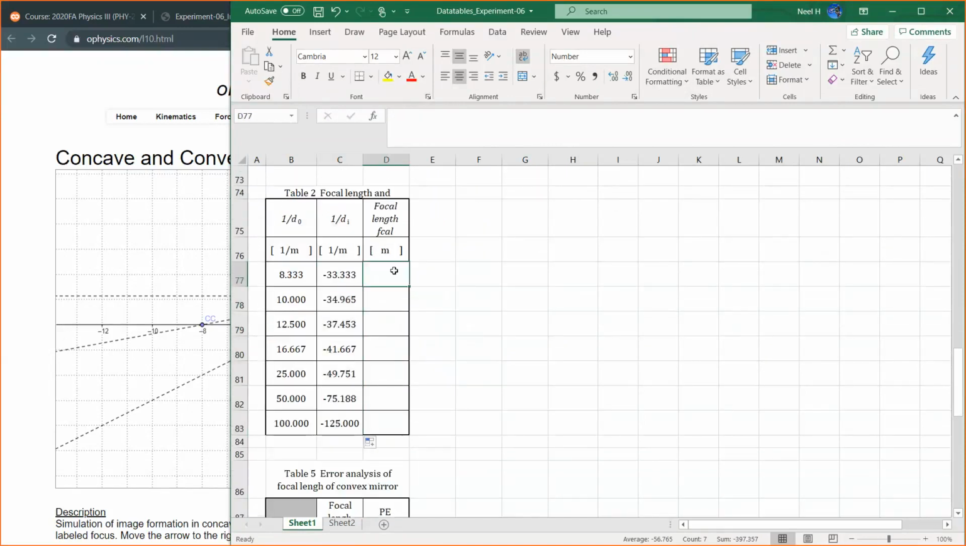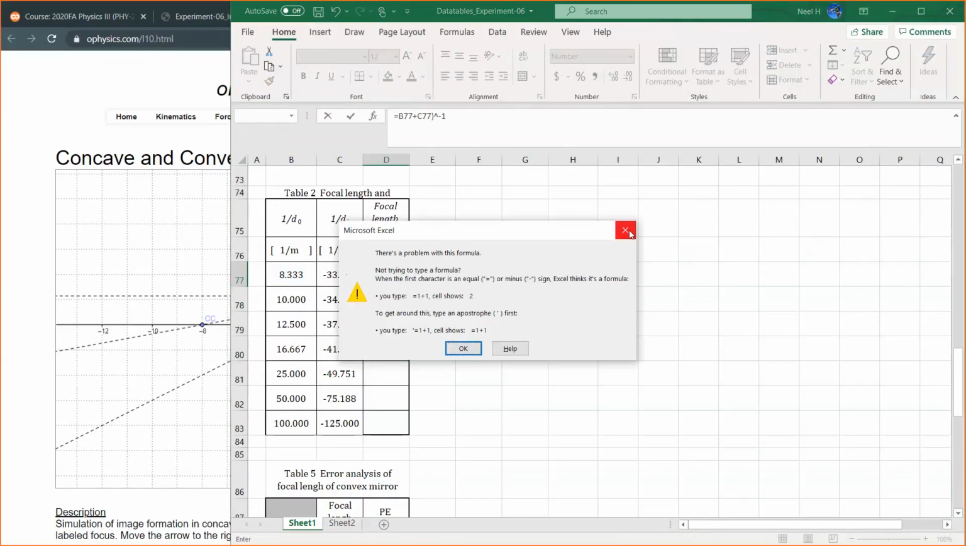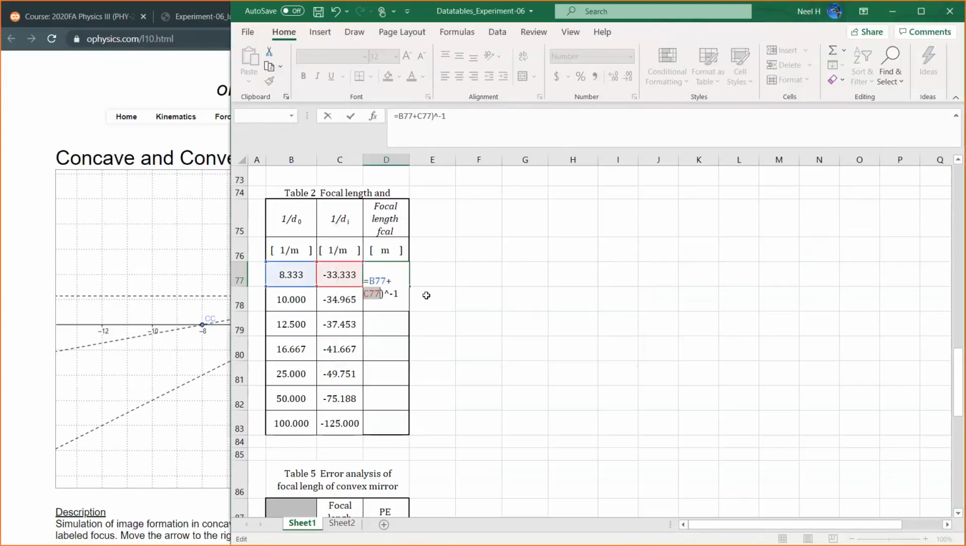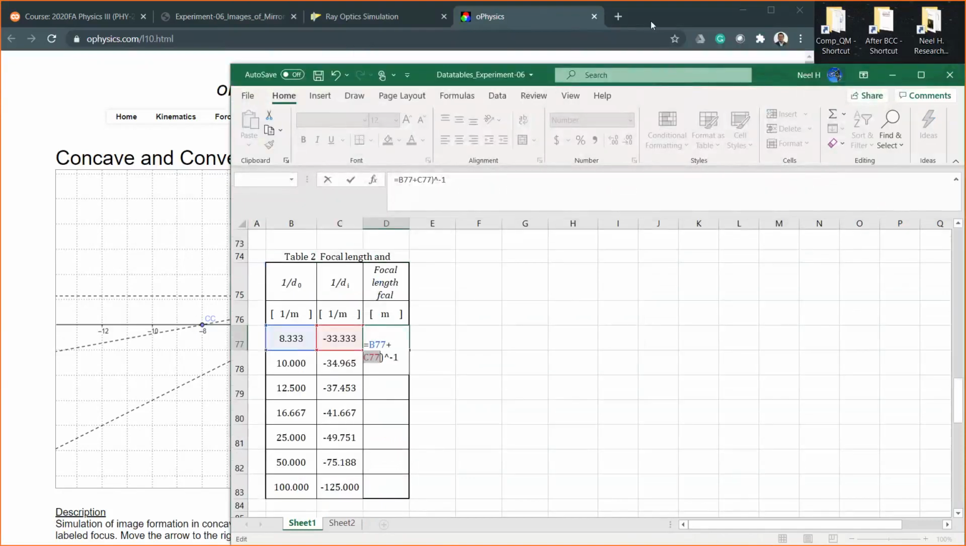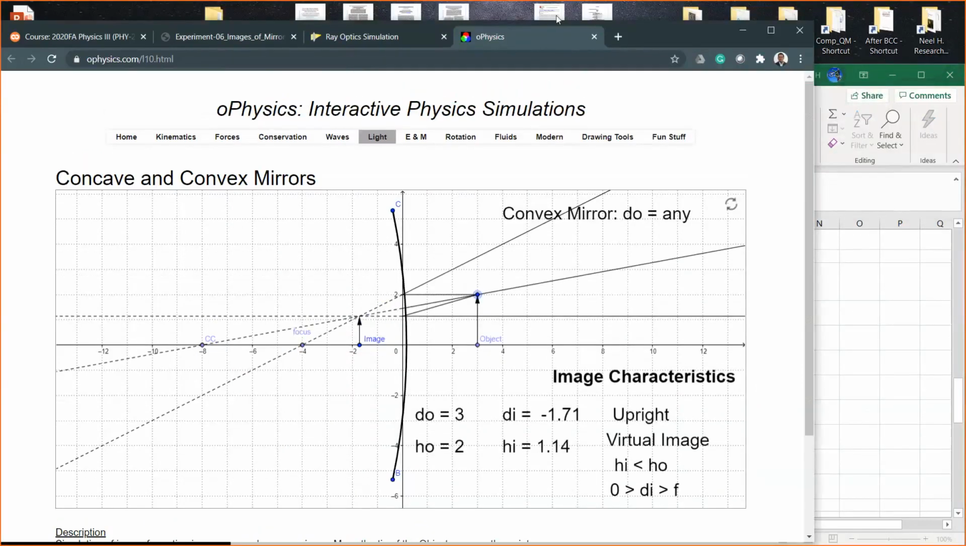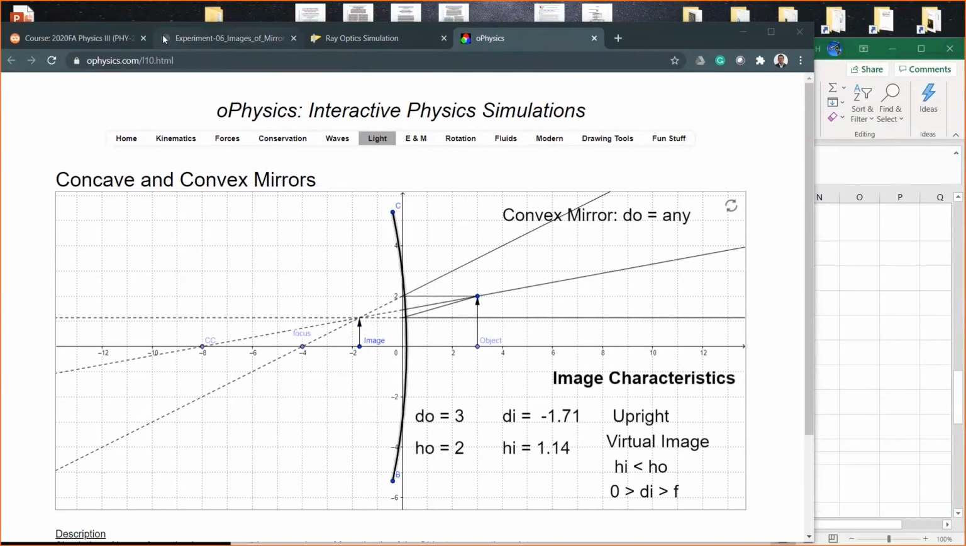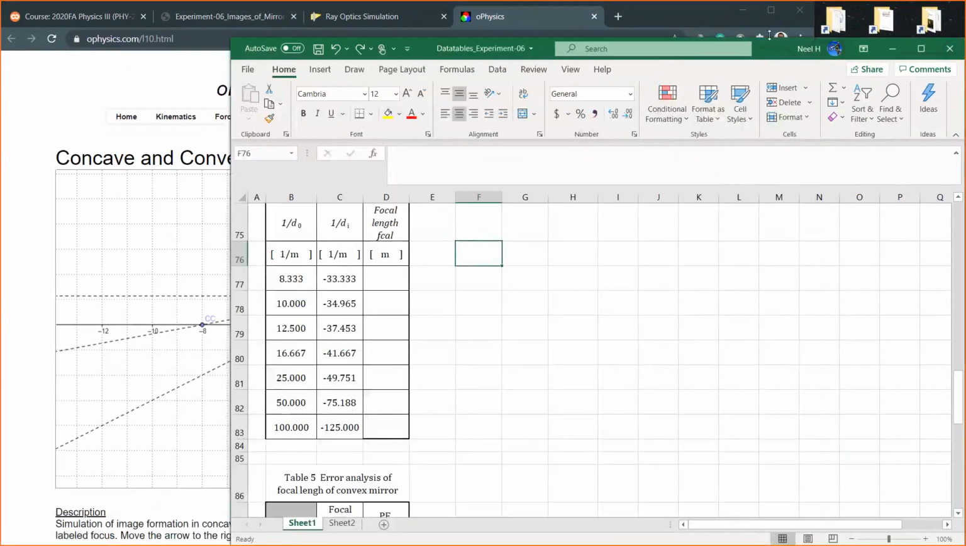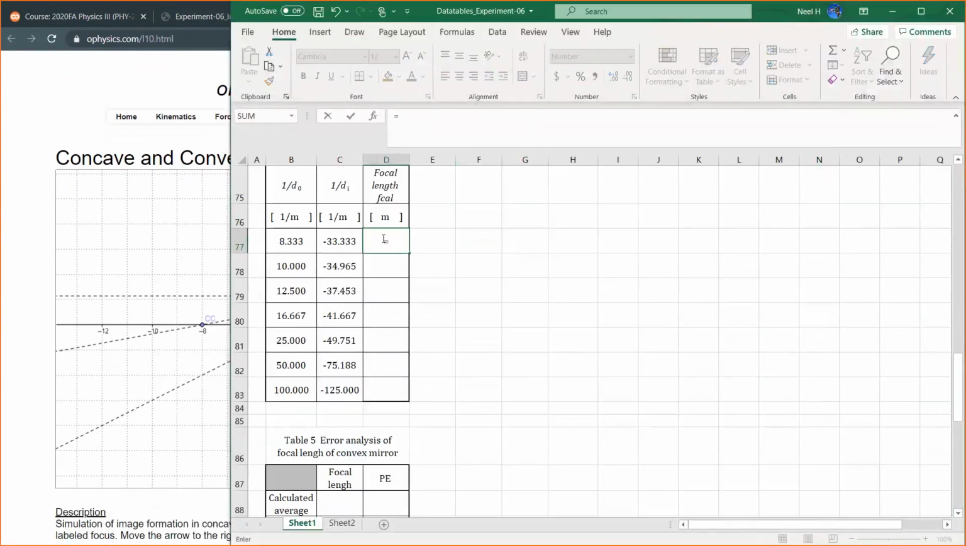Let's calculate the focal point. Equal sign, parentheses 1 over d0 plus 1 over di, close brackets, power minus 1.